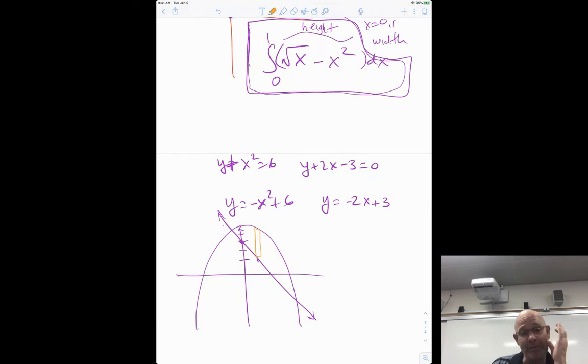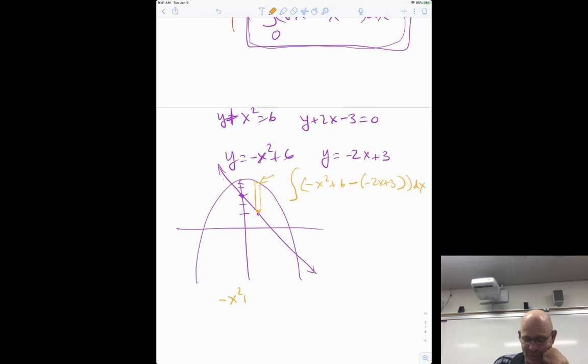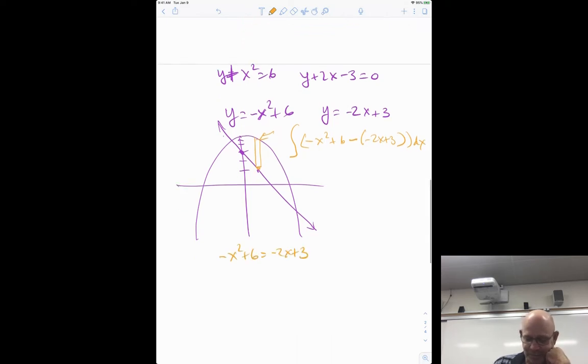There's my rectangle. The height of that rectangle is that top curve, which is right there, which is the negative x squared plus 6, minus the bottom curve, which is negative 2x plus 3. That's the height of the rectangle, multiplied by dx, which is the width of that rectangle. And I just need those limits of integration. So I'm going to set negative x squared plus 6 equal to negative 2x plus 3.